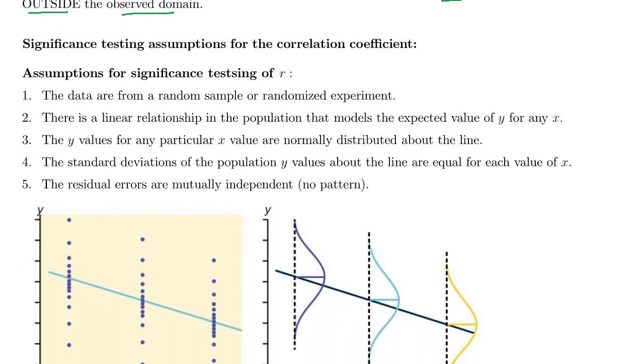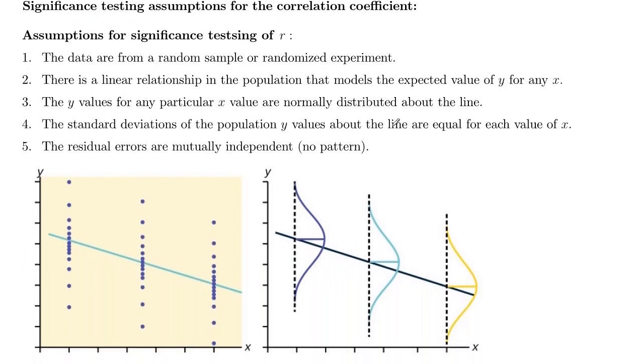Now, when we did our hypothesis test for R, we made some assumptions for that significance testing. First assumption is that the data are either a random sample or from a randomized experiment, so you need randomness. Also, you're assuming that there is a linear relationship in the population that's going to model the expected value of Y for any X. And then also the Y values for any particular X are normally distributed about the line.